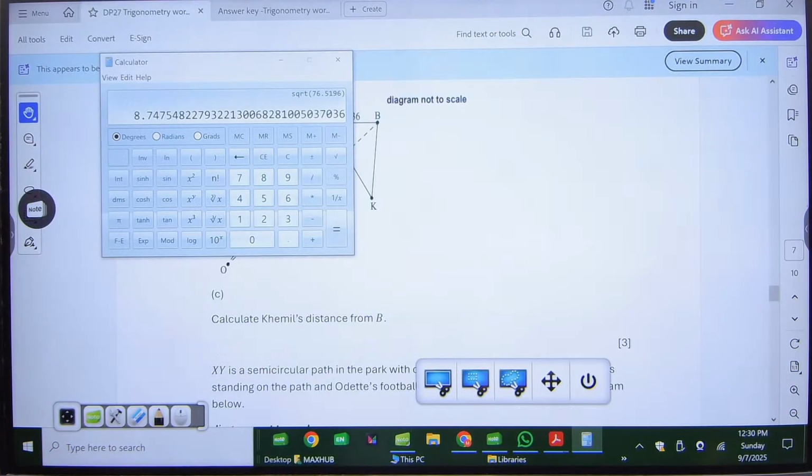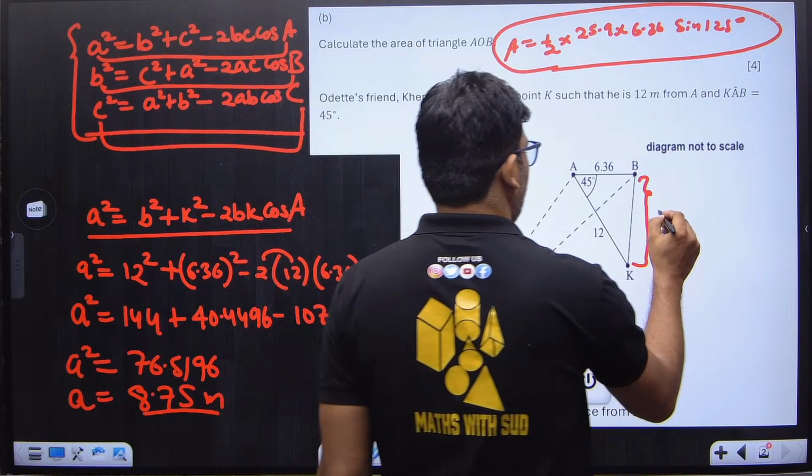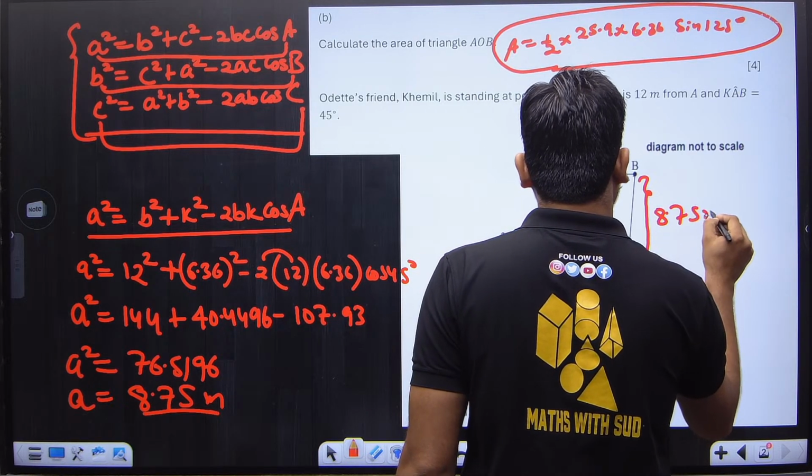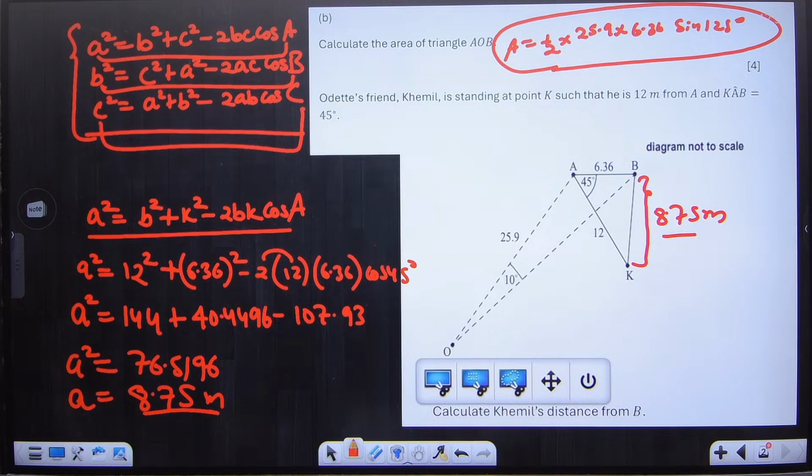So the distance is 8.75 meter. This distance is 8.75 meter. Just check out the calculations. If there is any doubt, please ask me. Shrimoi, are you able to get this?